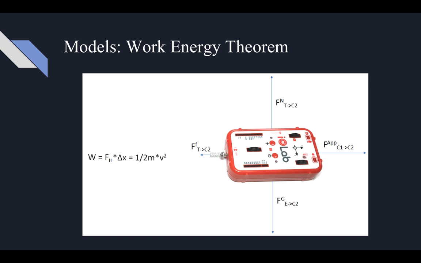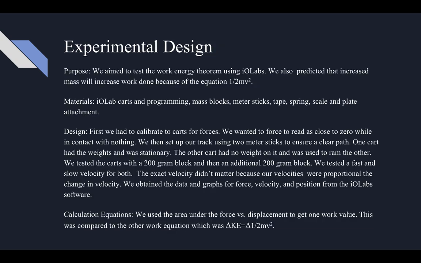And then using the work energy theorem, we can also calculate work as the change in kinetic energy, which is the change in 1/2 times mass times velocity squared. And so there all we need is the mass and the initial and final velocities. We aim to test the work energy theorem using IOLabs. We predicted that an increase in mass will increase work done because of the equation 1/2 mv squared.